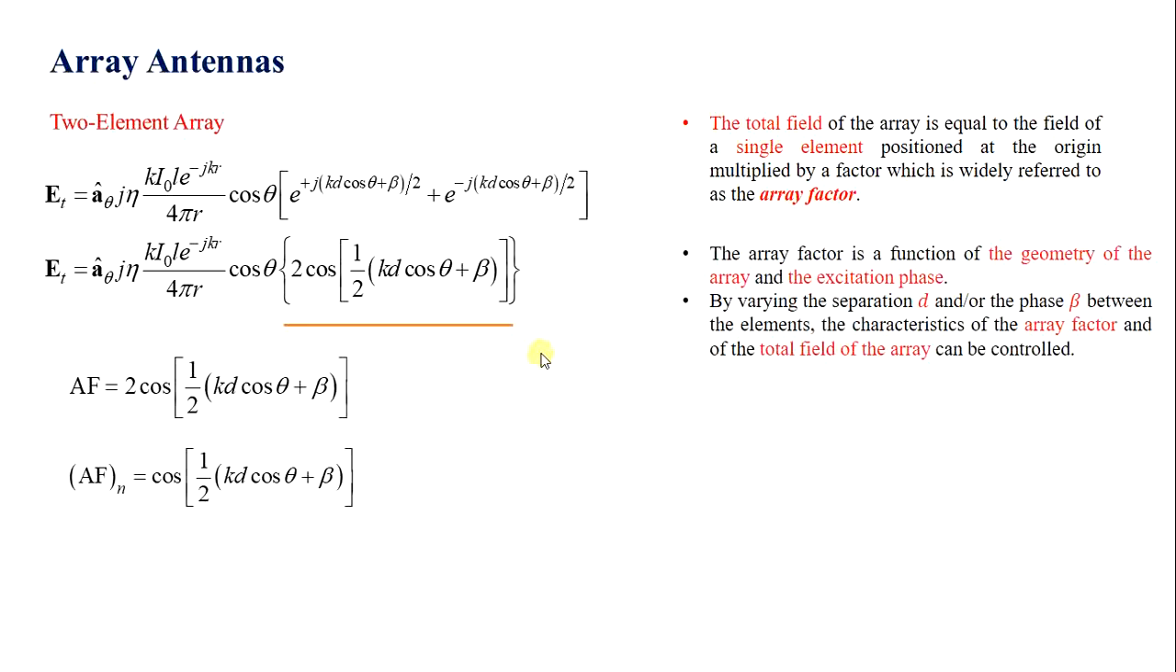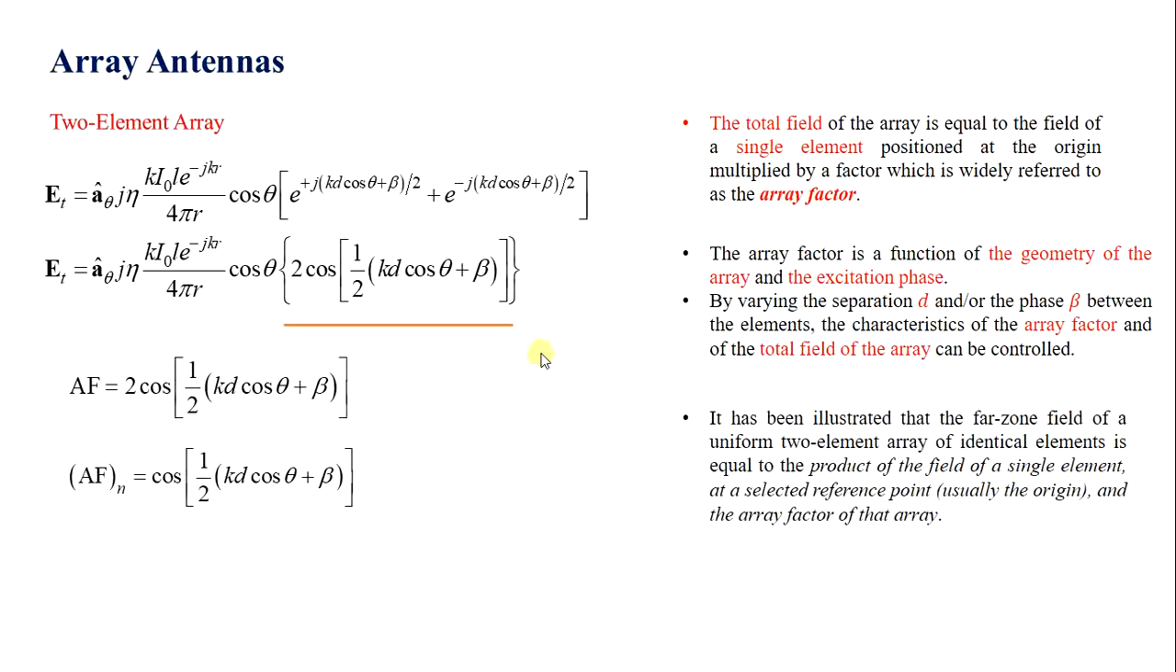So array factor is a function of the geometry of the array and the excitation phase, as you can see in the figure. As we have the term d as well as beta, by varying the separation d and the phase between the elements, the characteristics of the array factor and the total field of the array can be controlled.